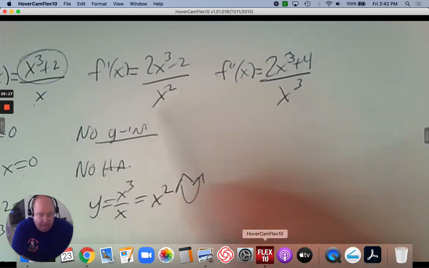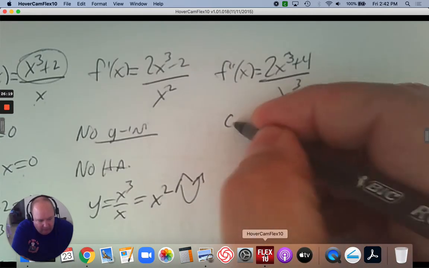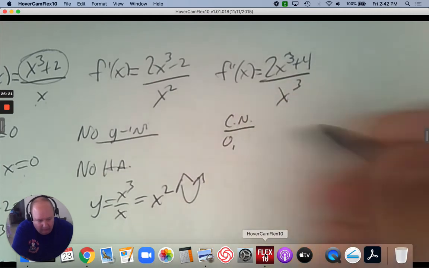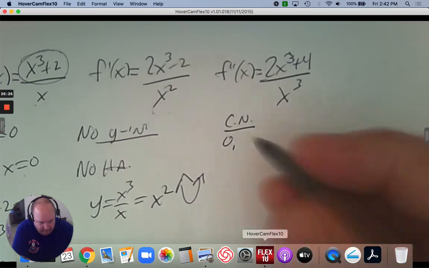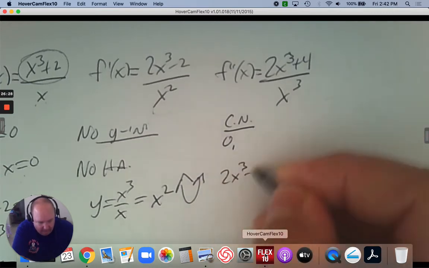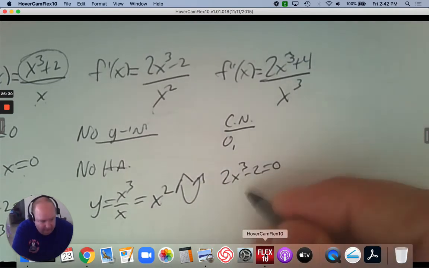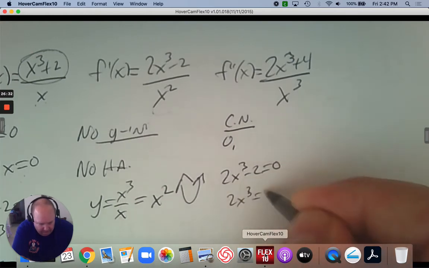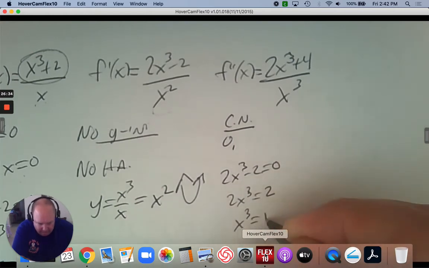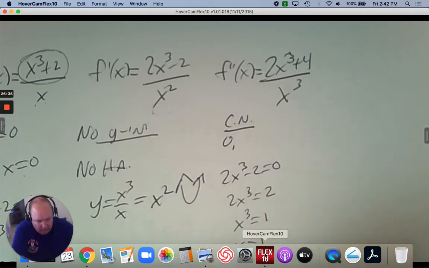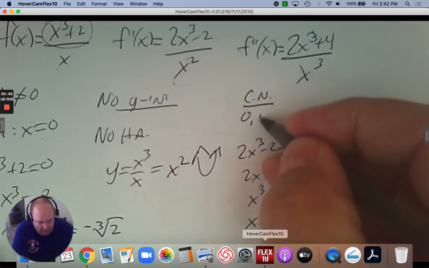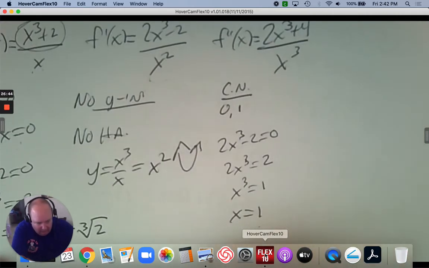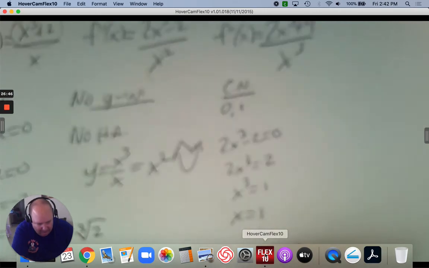So from the derivative, what are my critical numbers? So already I know a critical number is at 0. Look at the numerator. Make the numerator equal to 0 and solve it. So add 2, divide by 2, and then when you do the cube root, it's only positive 1. It's not positive and negative for a cube root. So it's just positive 1. So you have two critical numbers, and then we're going to do a number line just for 0 and 1.